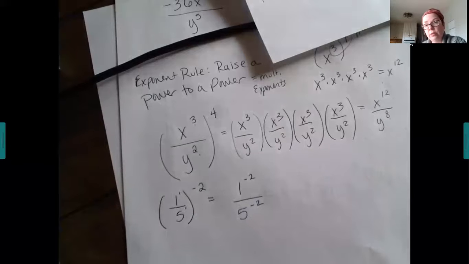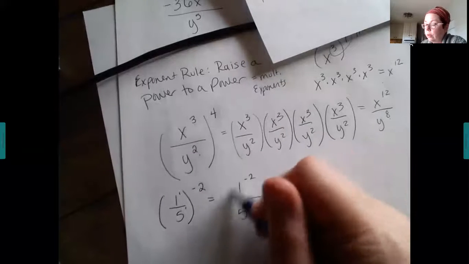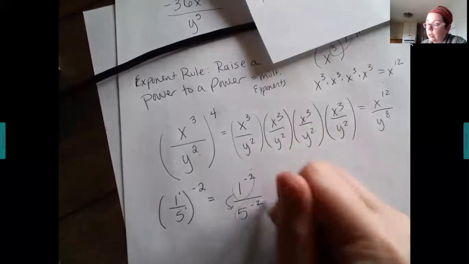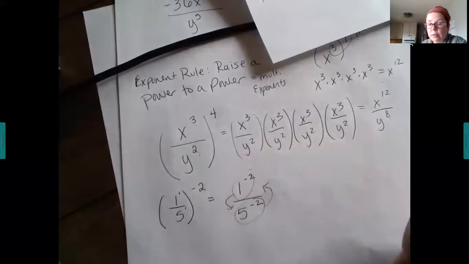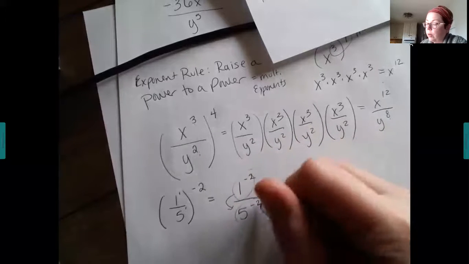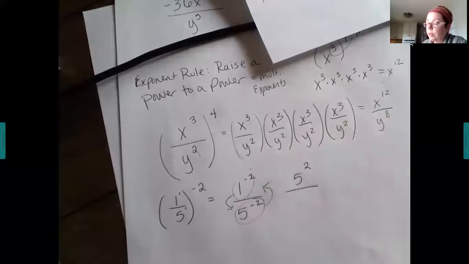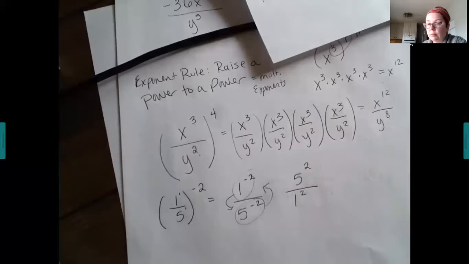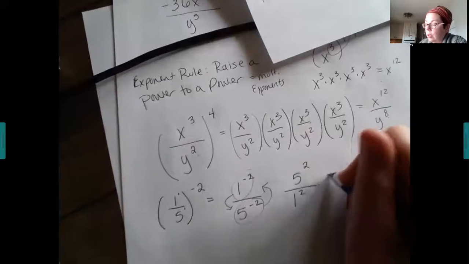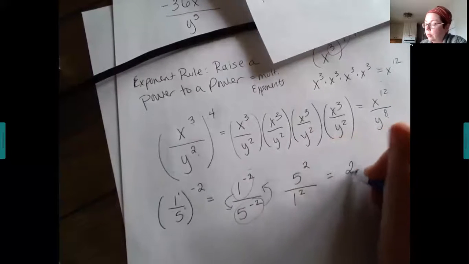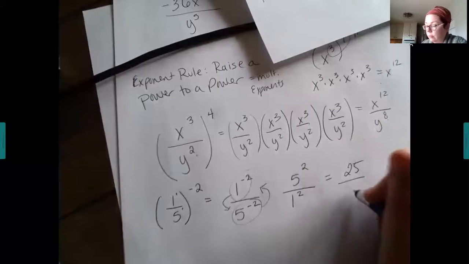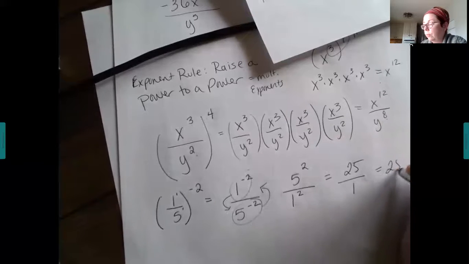Now it looks kind of gross that way. So what we're going to do is we're going to move this downstairs, move this upstairs. And when we move it upstairs, that exponent becomes positive. And move this downstairs, that exponent becomes positive. What is 5 squared? 25. What is 1 squared? 1 times 1, so just 1. Okay?